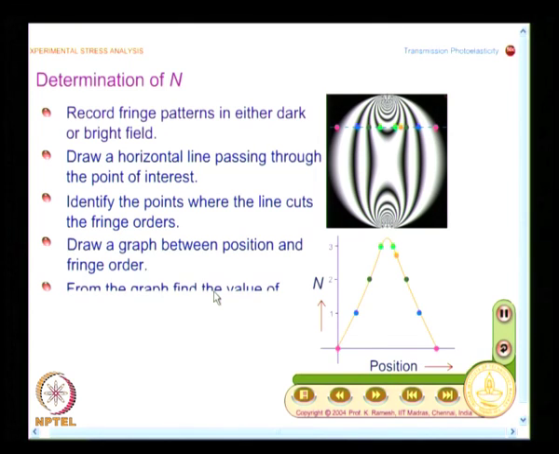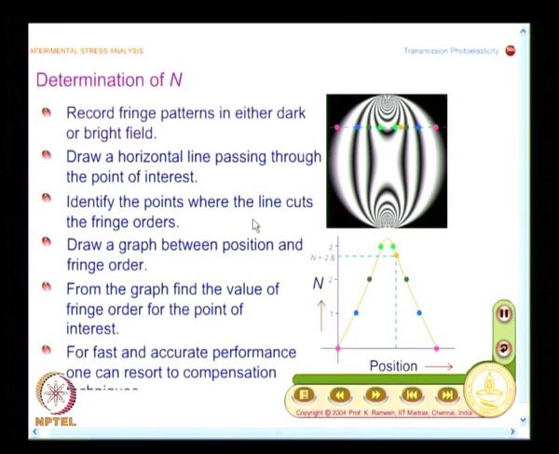And that is what is shown in this slide. So, what you do is identify the points where the line cuts the fringe orders, draw a graph between position and fringe order, and that is shown below. I have the position and I have the graph drawn. From the graph, find the value of fringe order for the point of interest, and it depends on how good you have drawn the graph and how well you have located these points. Your accuracy is dictated by that, and here it turns out the fringe order at the point of interest is 2.8, that is what you get here.